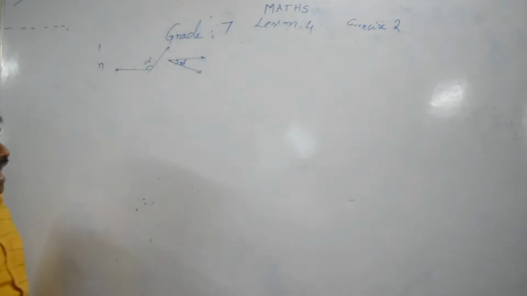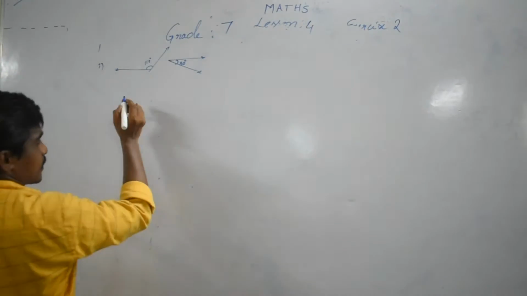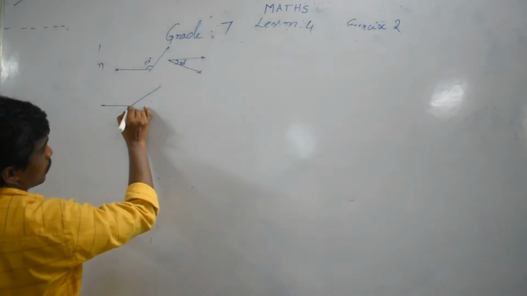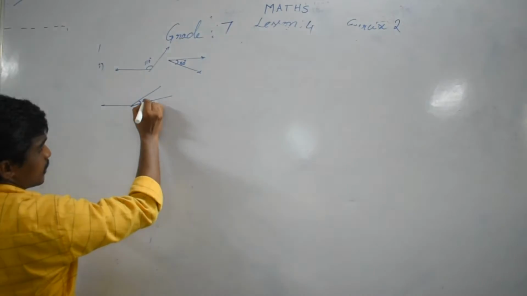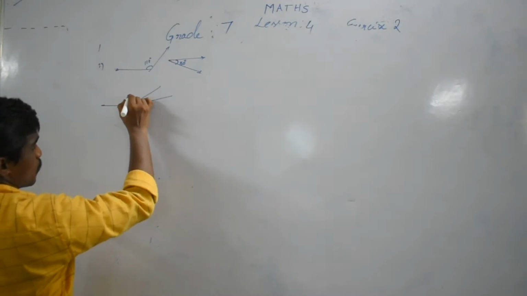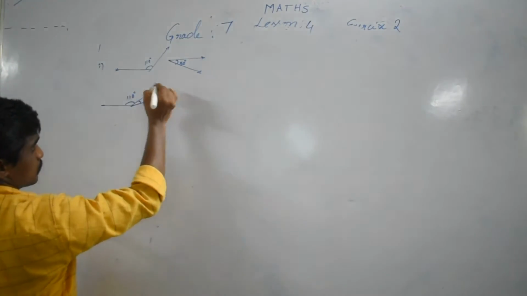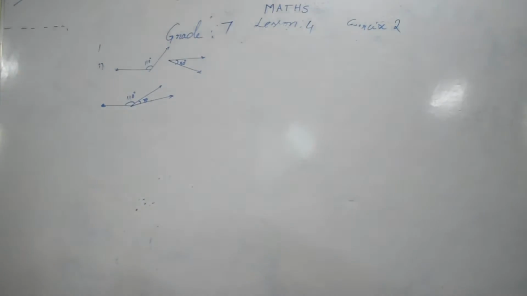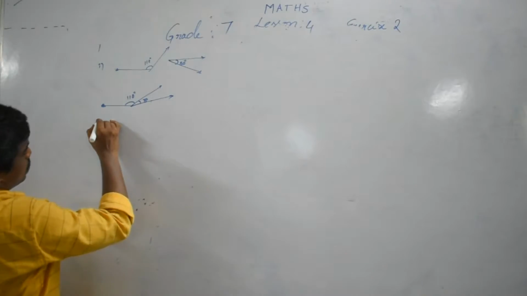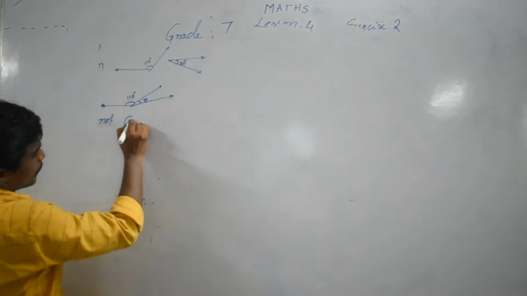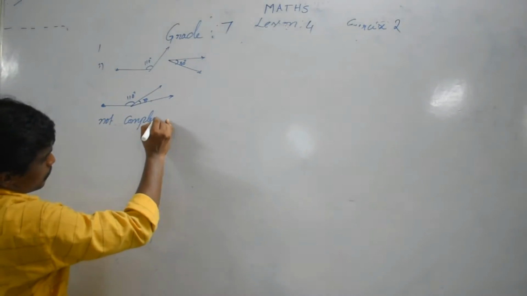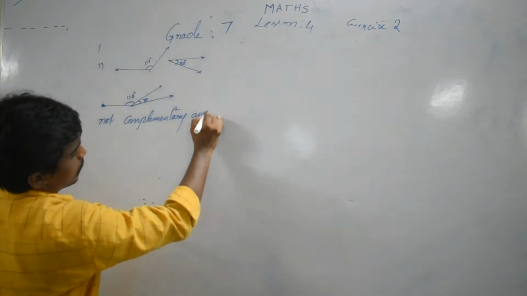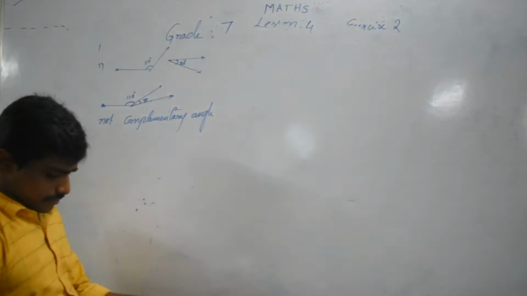These two we are adding, how many degrees? Like this, like the coming picture. Here 30, here 110. So are these complementary angles? No. So not complementary angles. First one. Second one.